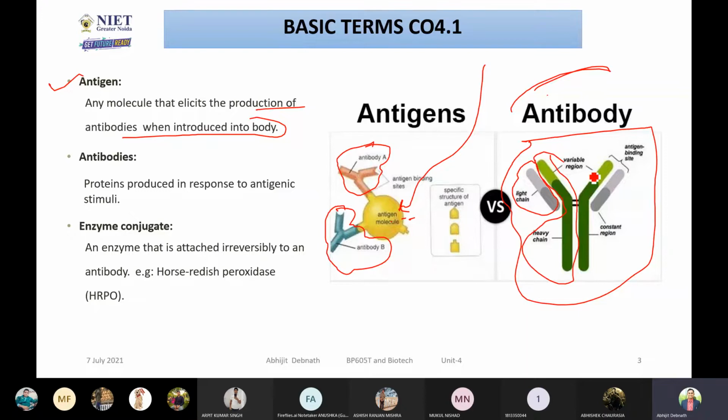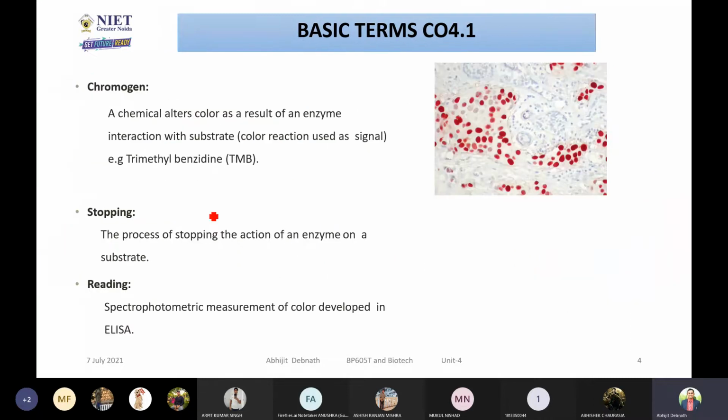So antigen and antibody. Now another important term is enzyme conjugate. It is an enzyme that is attached irreversibly to an antibody. We shall learn more about the enzyme conjugate. It is attached irreversibly with the antibody. With these things, this enzyme conjugate will be attached.